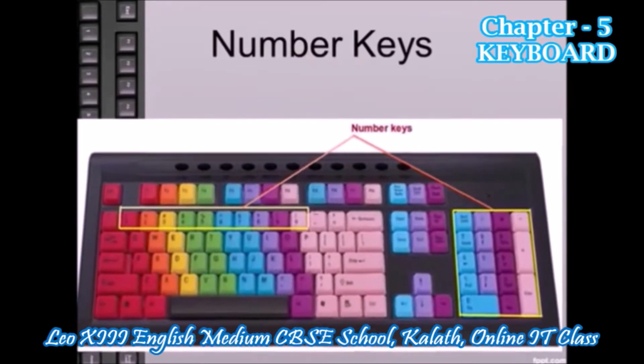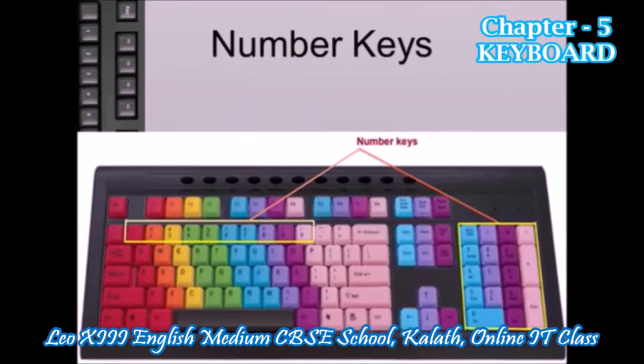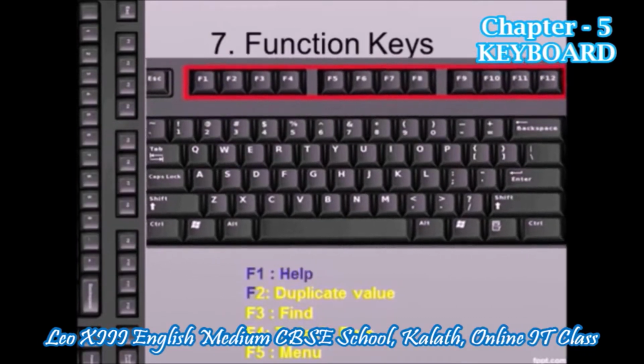Number keys have numbers on them ranging from 0 to 9. They are 10 in numbers. They are present above the alphabet keys and are given in order. We can type our age, roll number, house number, mobile number, etc. using number keys.